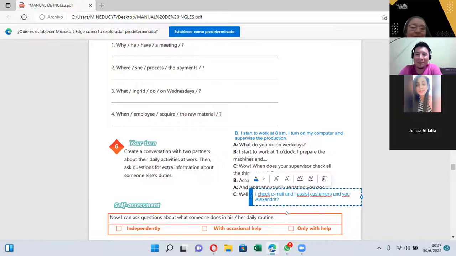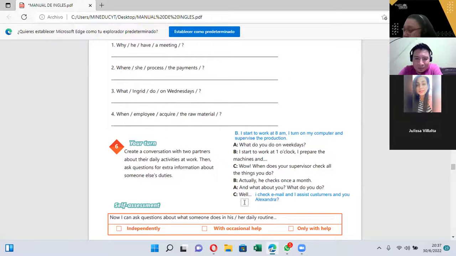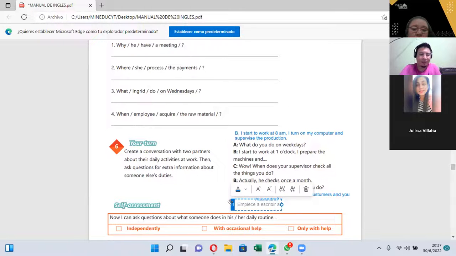Yes. I check WhatsApp and email. Oh, that's interesting. I check the WhatsApp and email of the company. Yes. Eso dice Alexandra. Yeah, she wrote in the chat. Es que no lo leí. No, pero pueden verificar en el chat. Yeah. Okay. That's it.